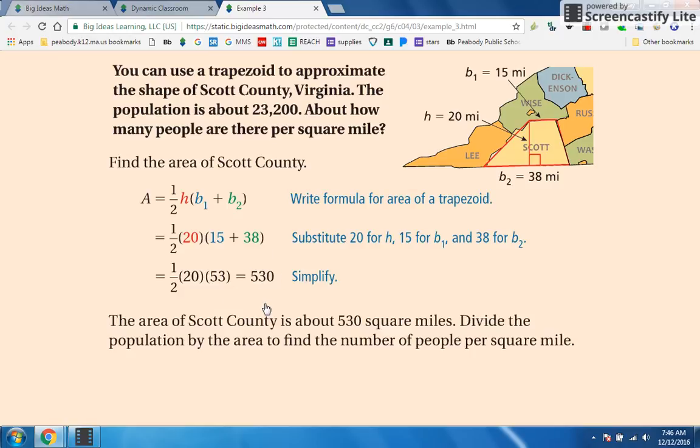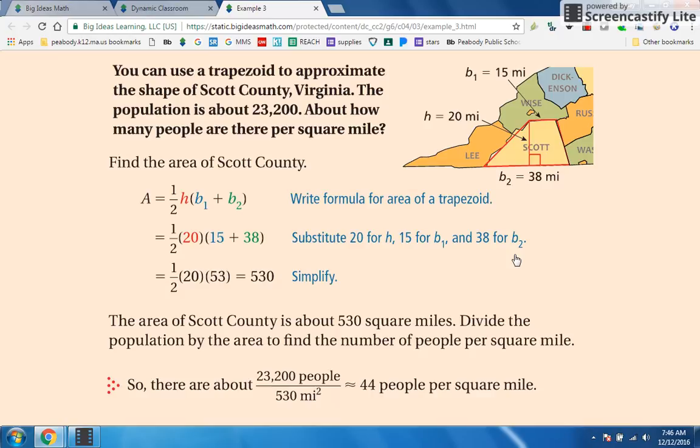When they did that, they're getting that the area is 530 square miles. So that's how many square miles the county is, and there's 23,200 people. So you would do 23,200 divided by 530. And they rounded their answer to about 44 people per square mile.